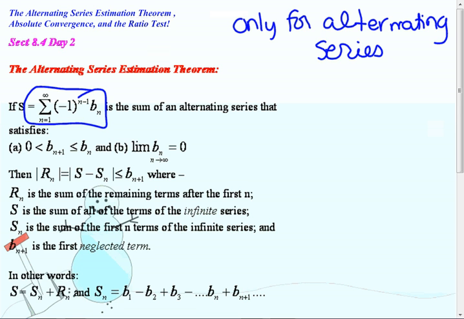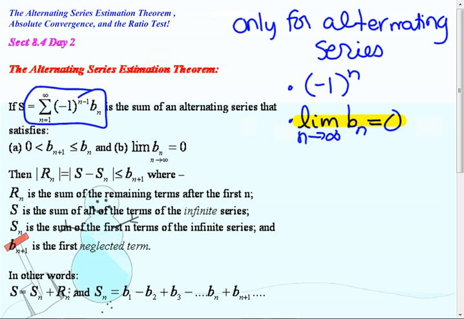You have to have the alternating sign, which is the (-1)^n. The limit of the sequence without the signs as n goes to infinity must go to 0. That's always true for any series: the limit of the sequence must be 0. So anytime you get a series, always check the sequence. I don't care if it's alternating sign or not. Always check the sequence, because if it's not 0, you're done.